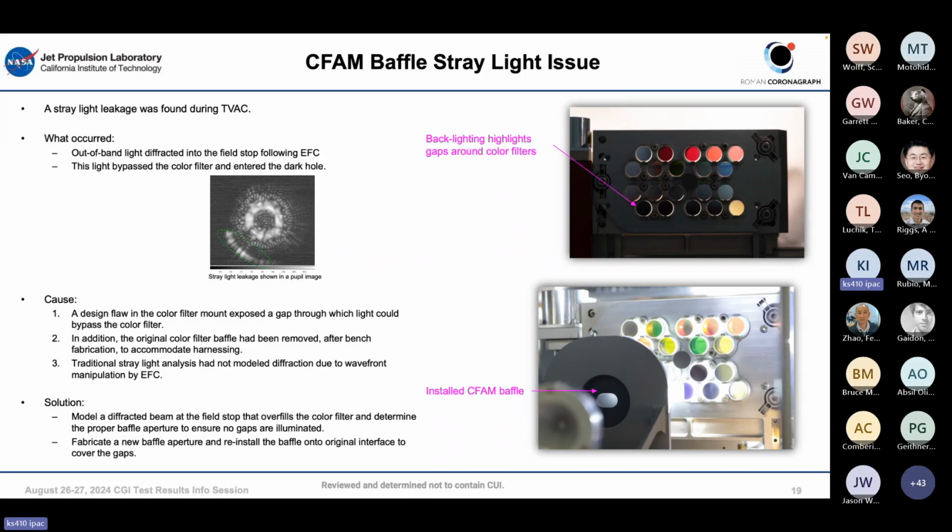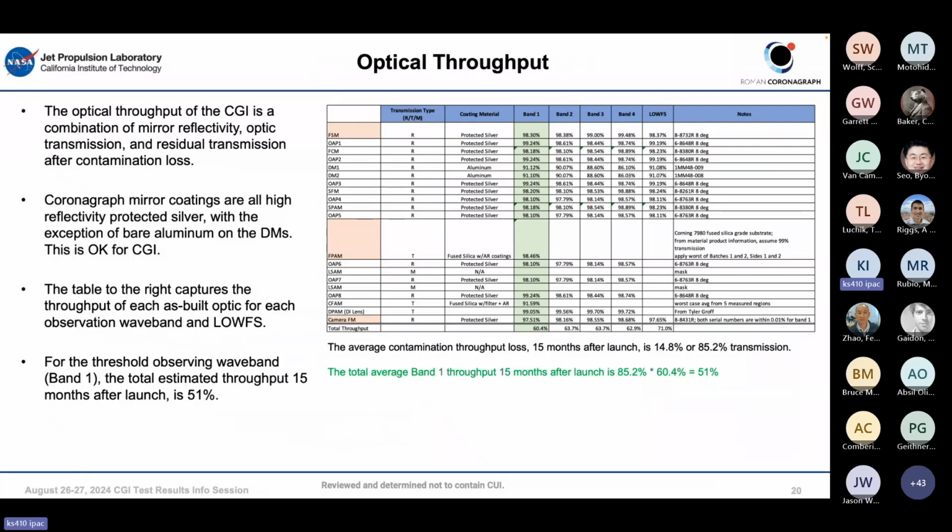And since we removed the original baffle after the optical bench had already been delivered, the interface on the bench still existed. So all we had to do is fabricate a new insert for the baffle, and then mount the whole baffle assembly right up directly onto the bench at its original interface. We did not have a chance to test that, but all analysis shows that it won't be a problem. It completely blocks out the diffracted light from getting through those gaps around the filters. All right, I think I need to wrap it up.